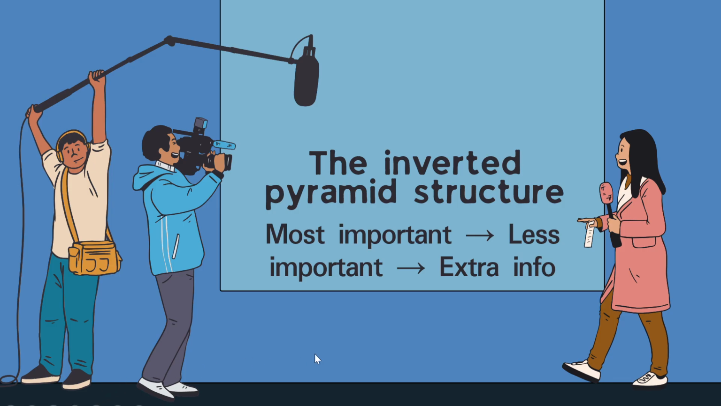All right, let's move on to the next slide. Let's discuss the inverted pyramid structure. News writing follows the inverted pyramid style. So that means you start with the most important facts at the top, then add supporting details, and leave the least important info for last. Right? So that means most important first, then followed by less important facts and extra info.